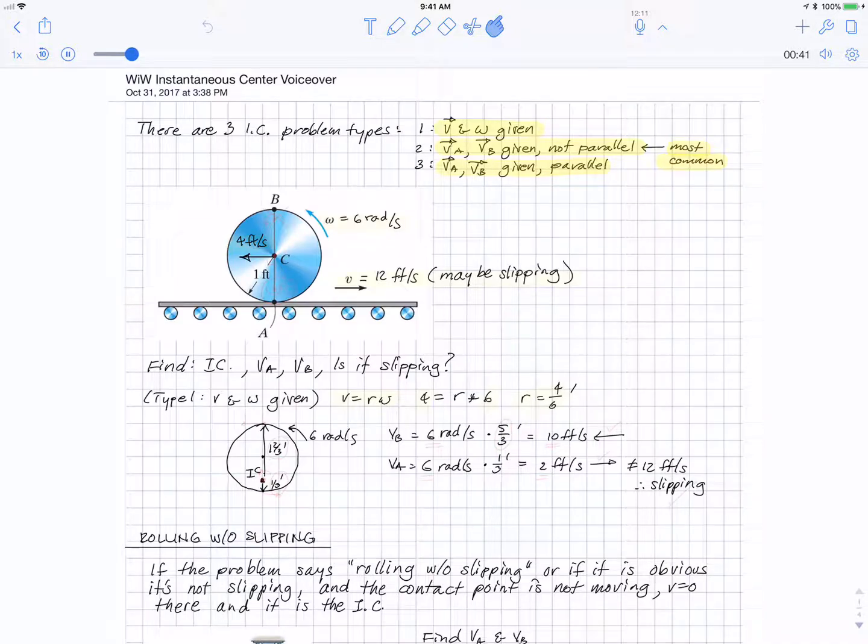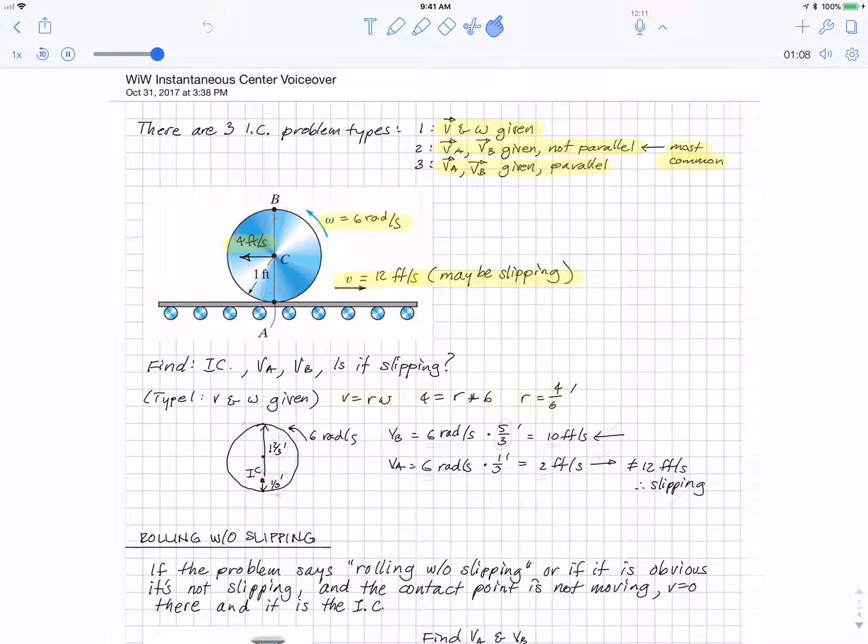And in this case, you notice that you're given the velocity of center, so the velocity of a certain point at 4 feet per second. And you're given the angular velocity omega at 6 radians per second. So this falls into that first category. They also give you the information that the belt, not the disk, is moving at 12 feet per second to the right. And they say that it may or may not be slipping. And that's for us to determine.